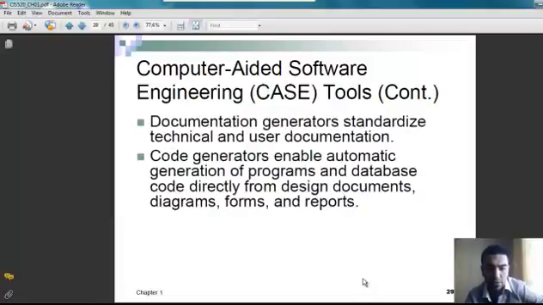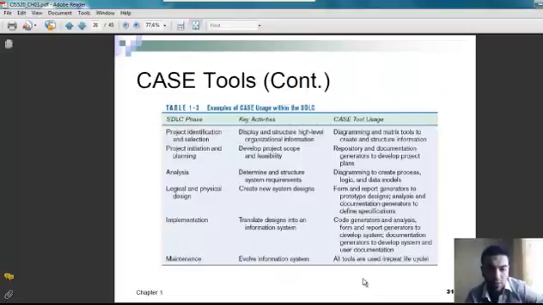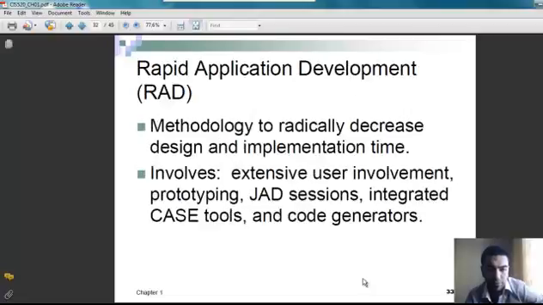Documentation generators standardize technical and user documentation. Code generators enable automatic generation of programs and database code directly from design documents, diagrams, forms, and reports. Joint application design is a structured process involving users, analysts, and managers. Several-day intensive work group sessions. The purpose is to specify or review system requirements.